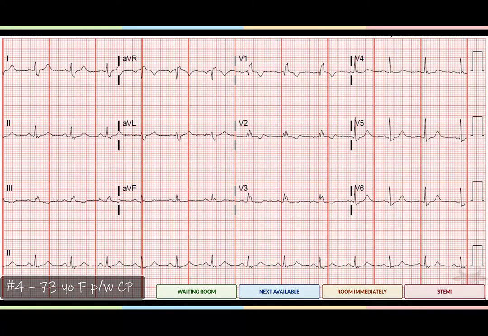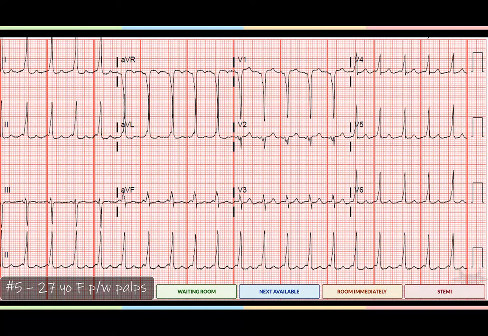Yeah. Okay. 73-year-old with chest pain, and this is her ECG. She has a right bundle. So yeah, I would probably ask the same question if we have an old one to compare to. I think this one's probably, again, falling into the next available category. And if this is a vast change from an old ECG, moving up into the room immediately. I think just about any 73-year-old that presents with chest pain and or shortness of breath probably bought themselves at least next available. So I think that sounds pretty reasonable too.